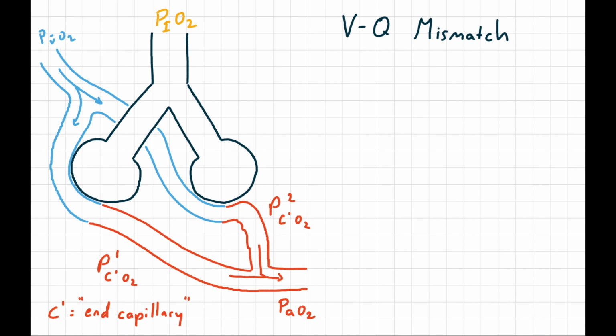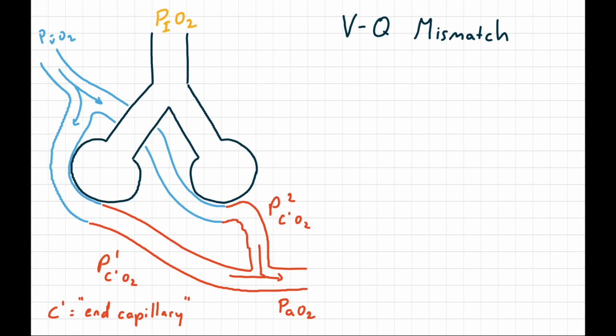Next, we have the most common, which I'm afraid is also the most complex reason for hypoxemia, ventilation-perfusion mismatch, generally abbreviated as VQ mismatch. In order to explain this one, we're going to have to move from our one-compartment lung model to this two-compartment lung model.